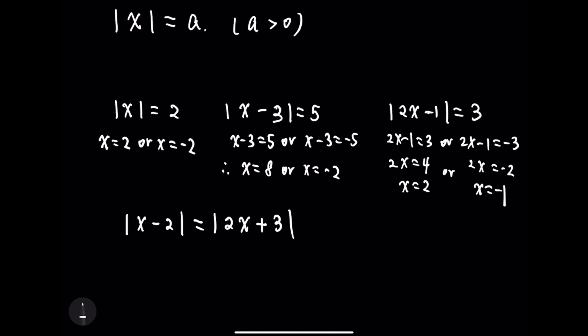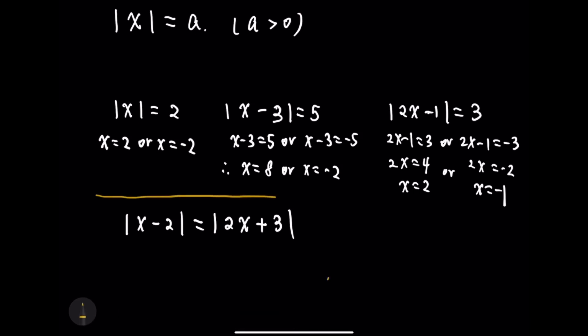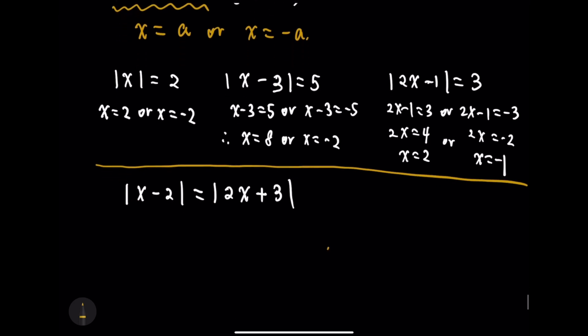So this is the first type of absolute value equations. I draw the line here. The first type is very simple. Basically, it's just this type: if the absolute value of x equals a number a, then x must be equal to a, or x equals negative a. Okay, what is the second type?